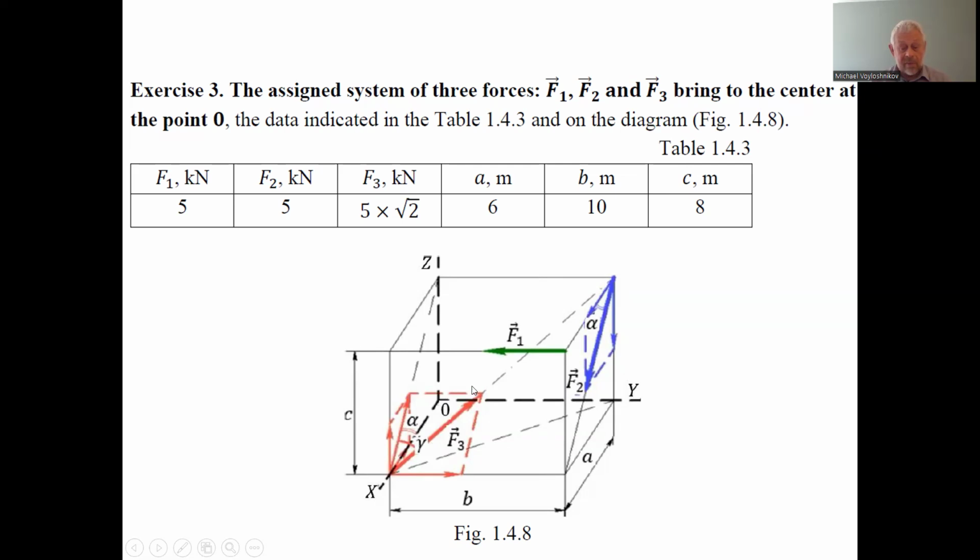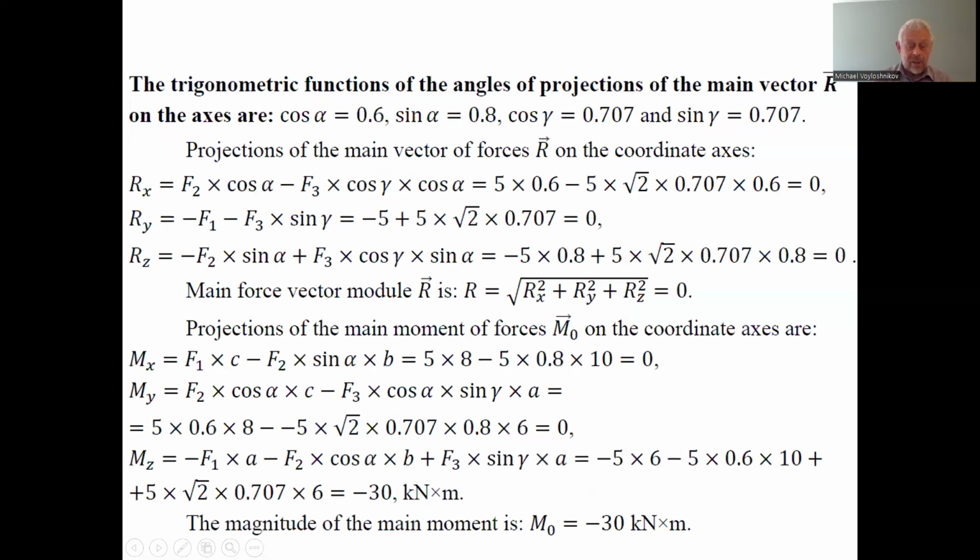sine gamma, we can find this one leg, this one leg is equal to this one, and it rotates counterclockwise relative to the z-axis, so this component impacts the projection of the main moment relative to the z-axis with the positive sign, and the arm is A. So after substituting the values of the forces and legs, we can find that the projection of the main moment on the x-axis is 0, the projection of the main moment on the y-axis is 0, and the projection of the main moment on the z-axis is minus 30 kilonewton by meter.